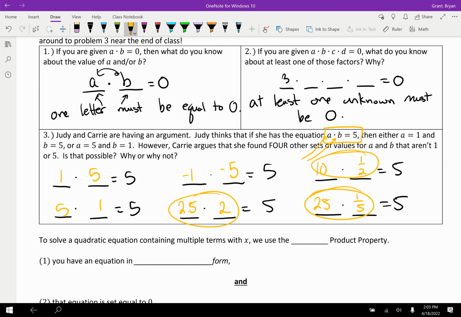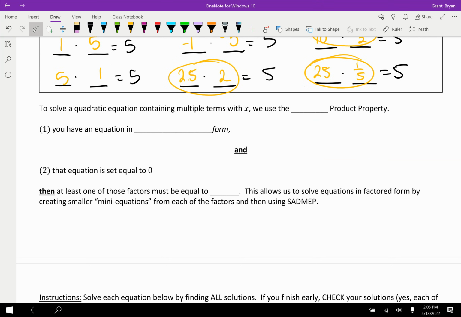And so, with all of this together, we can go through and state the zero product property. To solve a quadratic equation containing multiple terms with x, just like the ones we saw up above, we use what is known as the zero product property. Breaking that down, we need to have something to do with 0, something to do with a product, which of course means multiply, and a property, well, a property just means something that's true.